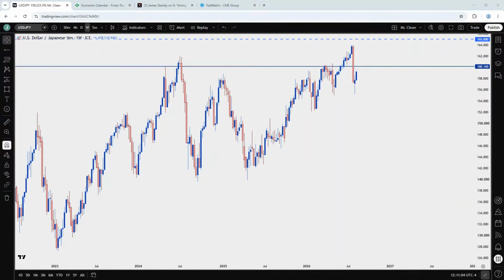From Pete, oh man, such great reasoning on these pairs and the greenback. I appreciate that, buddy. Got a couple others in here.